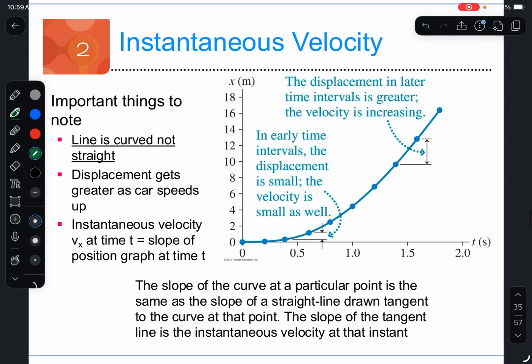Now, if I were to look at a graph of position versus time when I have instantaneous velocity, notice that my line is curved. My displacement gets greater as the car speeds up. So if I wanted the slope of the curve at any particular point, I'd have to draw a tangent to that curve. The slope of the tangent would be the instantaneous velocity at that instant.